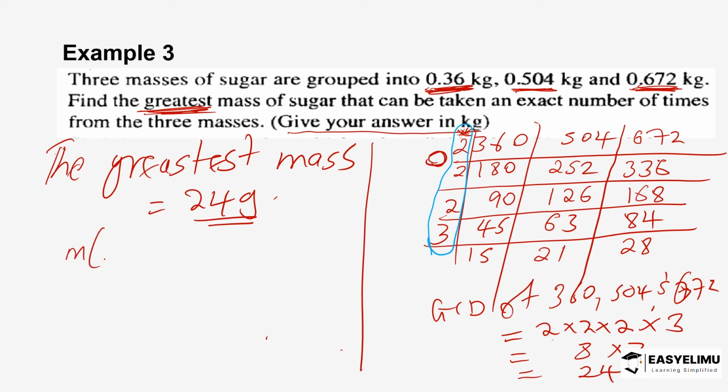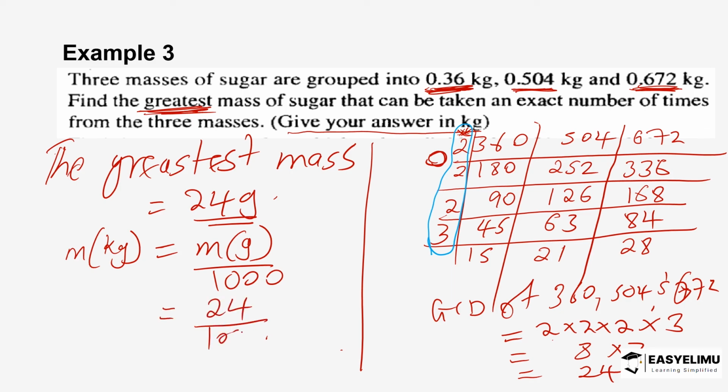So we know that mass in kilograms is equal to mass in grams divided by 1000. If you're changing from a smaller unit to a larger unit, you're supposed to be doing the division. So this is going to be 24 divided by 1000, and that is going to give us 0.024 kilograms. So you can see this last example is a little bit more complex, where we have to do the conversions. And after the conversions, you find the GCD, and then after finding the GCD again, you reconvert back to kilograms.